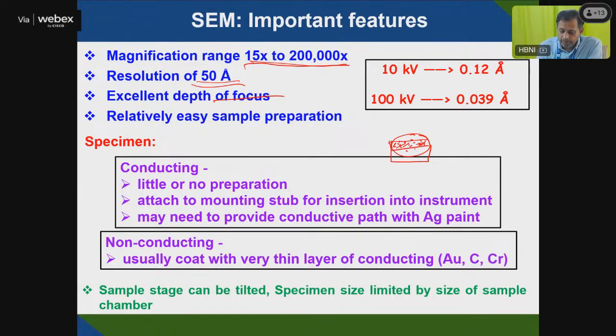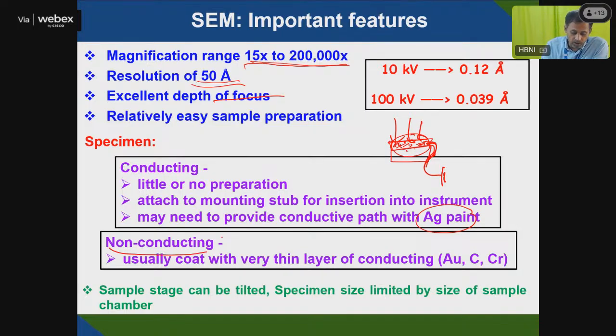But this is the sample on the substrate, then you have to give a silver paste to the sample stage, so that whatever electron beam is falling on this will get a path to go to the earthing. Otherwise, what will happen? The charging effect will come in. So that's why the silver paint is used to coat.